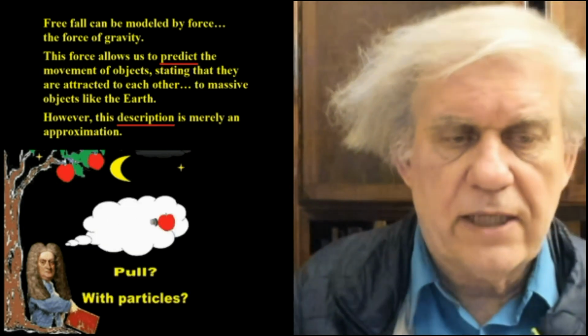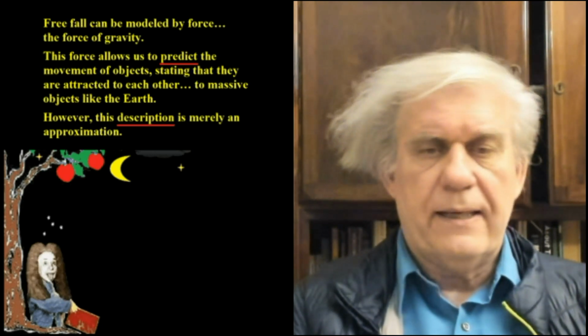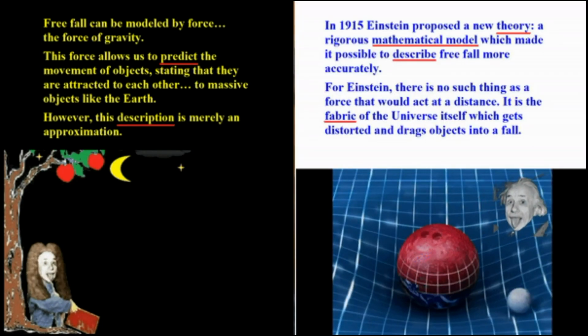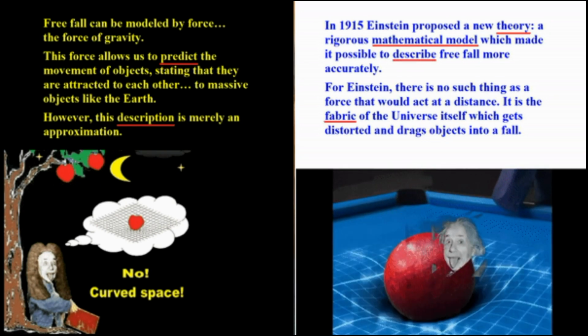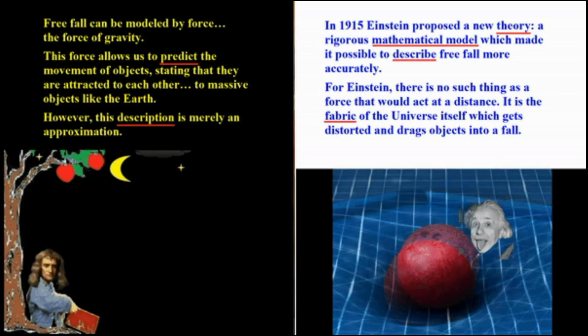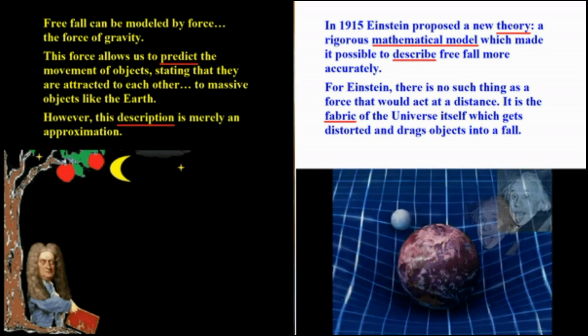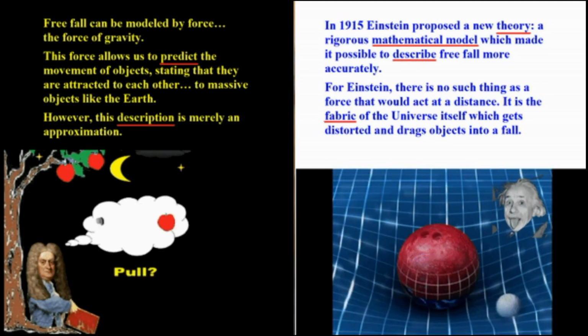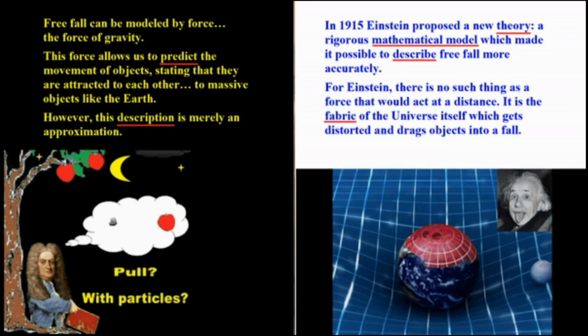And so what does good old Einstein come up with in contrast to Mr. Newton? Well, he comes up with this, okay? Several hundred years later, 300 years later, in 1915, Einstein proposed a new theory. This is the same fellow that puts this in his YouTube video: a rigorous mathematical model which made it possible to, what? To describe again, okay? A theory, and he says describe.